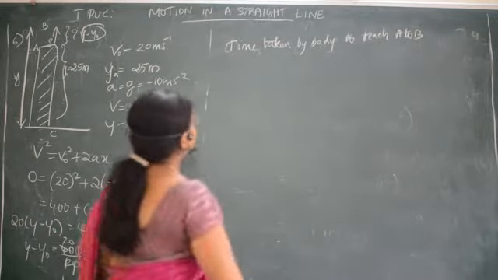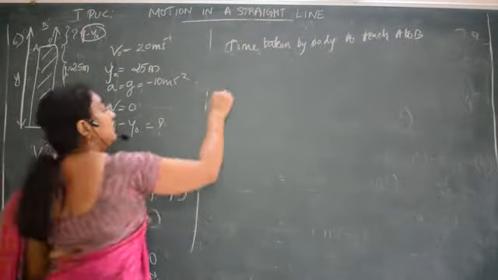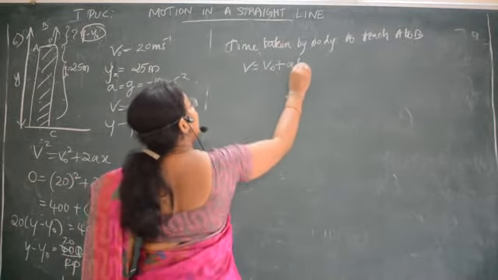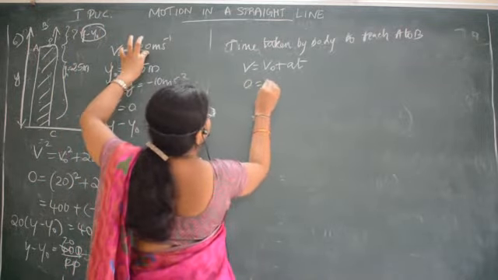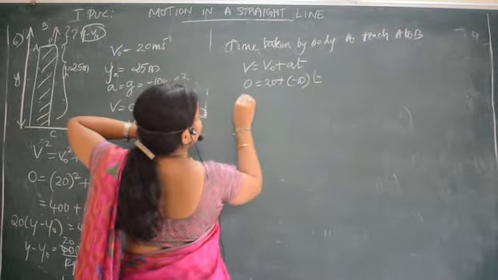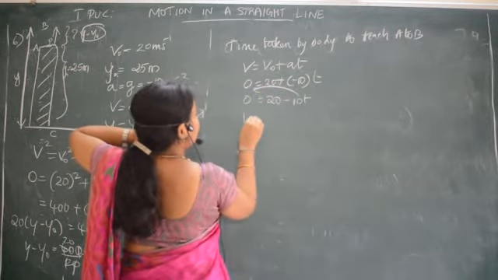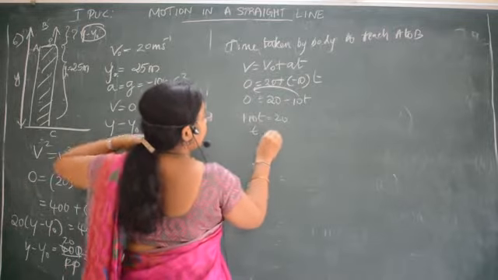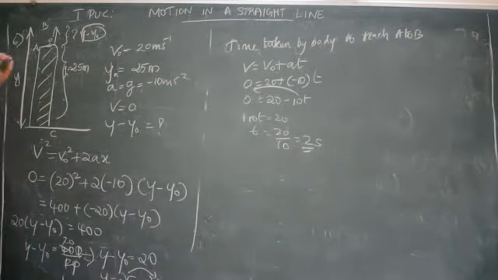How to calculate time? We know that v is equal to v0 plus at. The final velocity here is 0, the initial velocity is 20, and a is minus 10. So 0 is equal to 20 minus 10t. Taking it to the other side, 10t is equal to 20, so t is equal to 20 by 10, which is 2 seconds. So the time taken from A to B is 2 seconds.